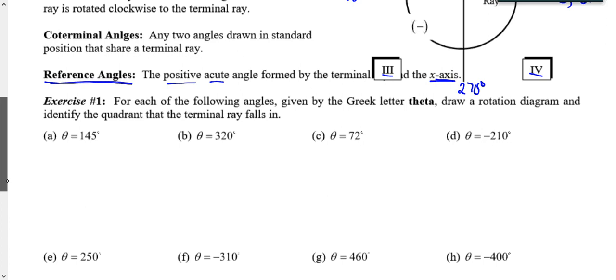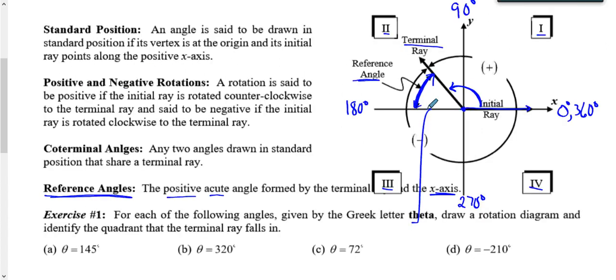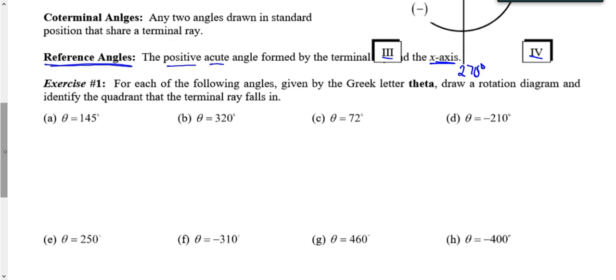So these are the following angles given by theta, right? Theta is just a variable. Draw a rotation diagram and identify the quadrant, 1, 2, 3, or 4, that it falls in. So we're starting out pretty simple. In this first one here, theta is 145.